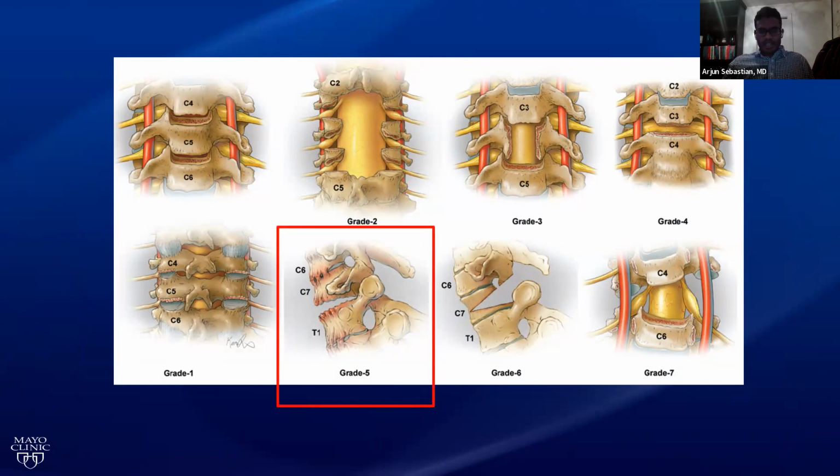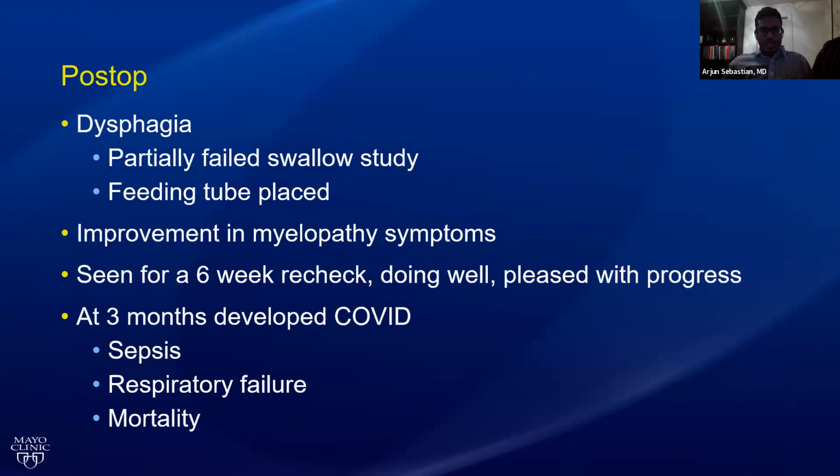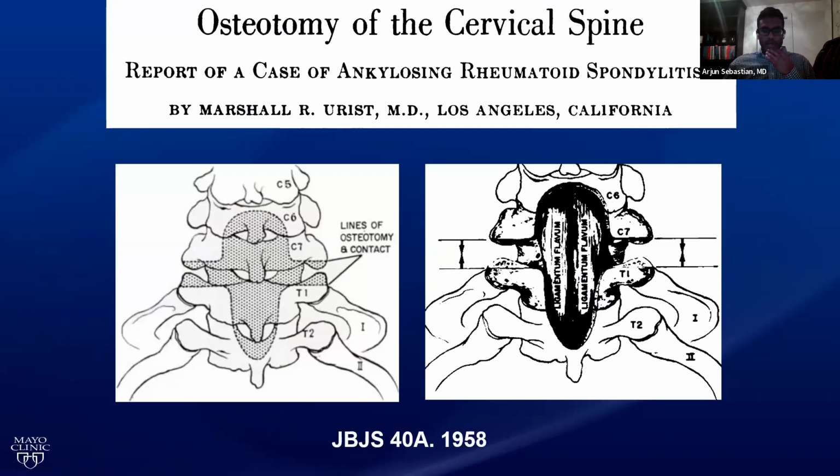When we classify this, I think it's best classified as a grade 5 type osteotomy, an SPO in the back, or grade 2 with the addition of an anterior osteoclasis. She also, like a lot of these patients, required a PEG tube placement. At that 6-week recheck, she was doing very well. Unfortunately, we were notified at about 3 months post-operatively that she had developed COVID-19. She went on to develop sepsis and respiratory failure and ultimately passed away. So obviously a sobering outcome, despite what we thought was a good radiographic outcome.